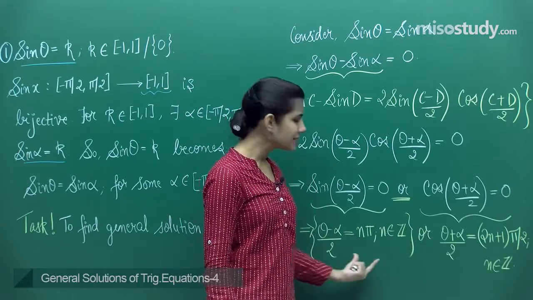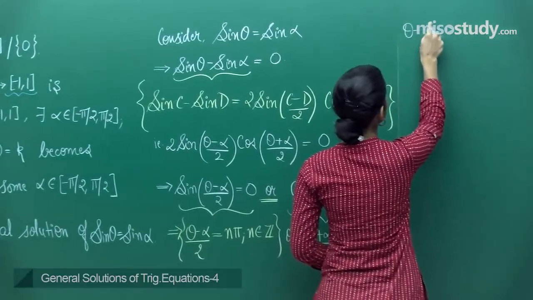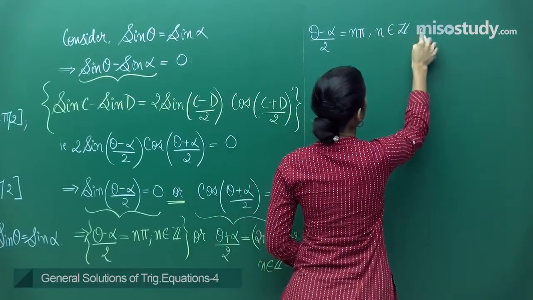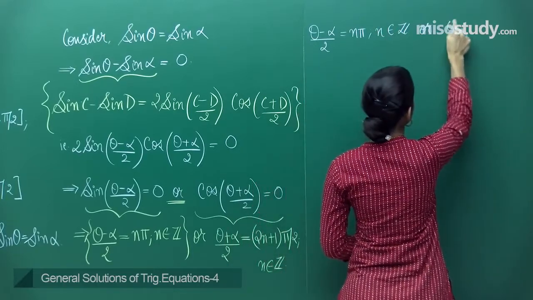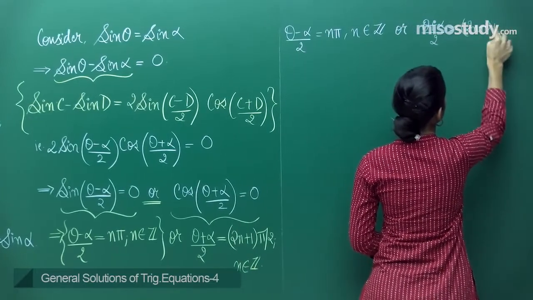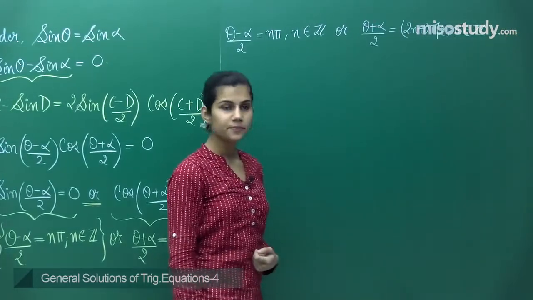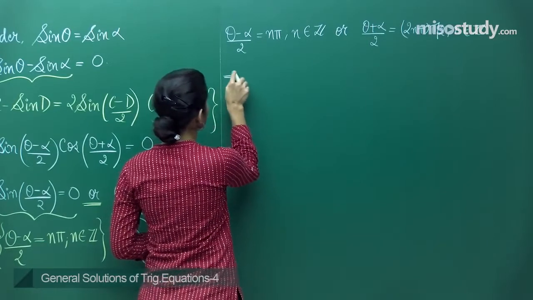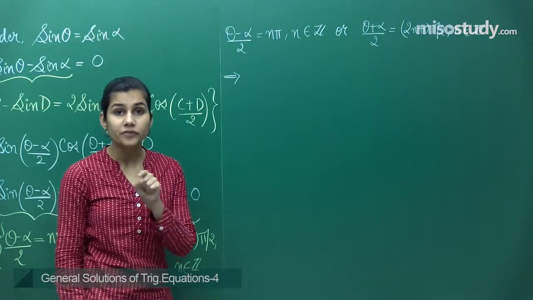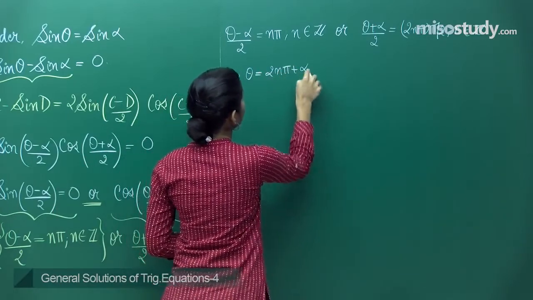So if I am having theta minus alpha by 2 is n pi, what is it that I can write on simplification? Theta minus alpha by 2 is n pi for n in the collection of all integers, or theta plus alpha by 2 is equal to 2n plus 1 pi by 2 for n coming from the collection of all integers. Simplify this for theta because I want the look, the picture of theta. So what happens to theta? Theta happens to be 2n pi plus alpha.